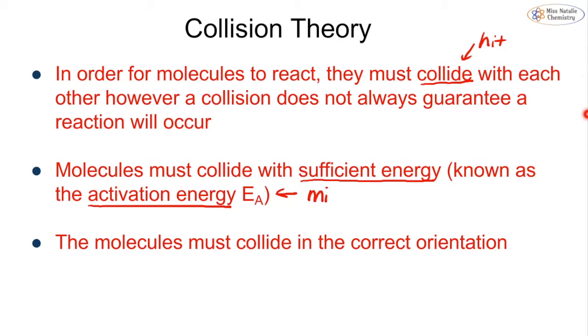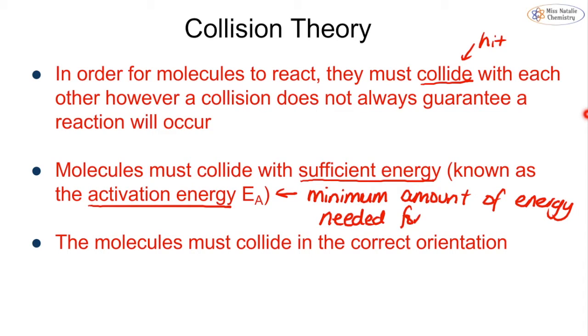And this is simply the minimum amount of energy needed for a successful collision. And when we say a successful collision, we mean the reactants hitting each other and then giving us our products. The molecules must also collide in the correct orientation. So they have to be aligned correctly in order for us to get a reaction happening.